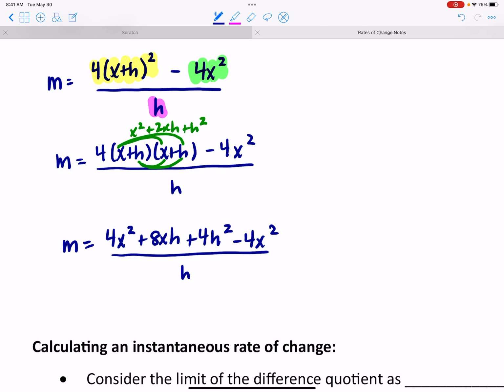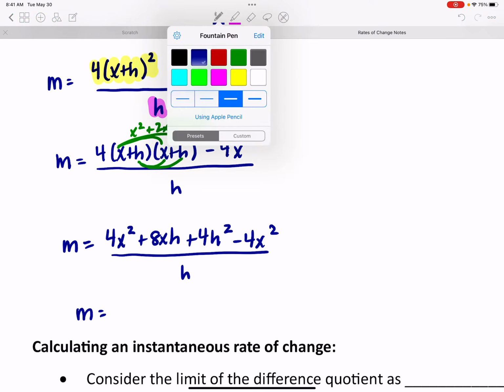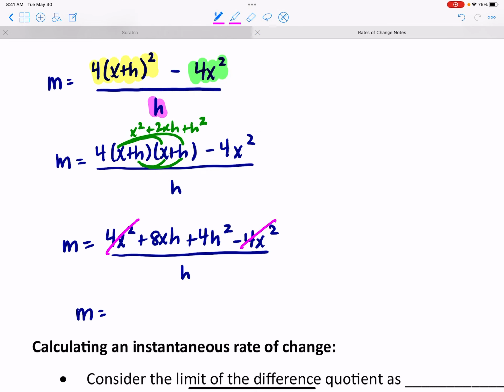So we're almost there. We have now m equal to positive 4x squared, negative 4x squared. Those two terms will cancel. So now we're focused on these three terms, where the two on the top are divisible by an h. So now I'm going to divide by h here, divide by h here. So if I divide out a factor of h, I'm going to be left with just an 8x plus, again, 4h squared divided by h is just going to be a 4h.